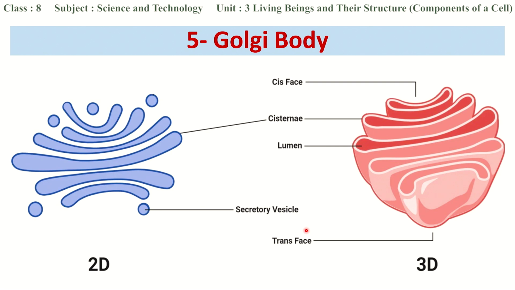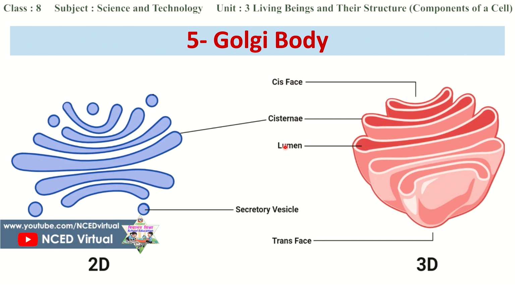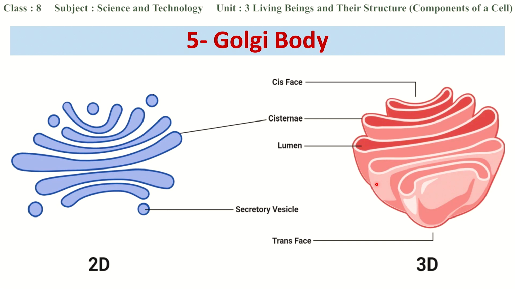They are called trans phase. These terms may not be in your book, but they are easy to understand. And here, this spiral or curved structure is called cisternae. Inside the cisternae, the cavity-like structure is called lumen. That is the major component of the Golgi body.